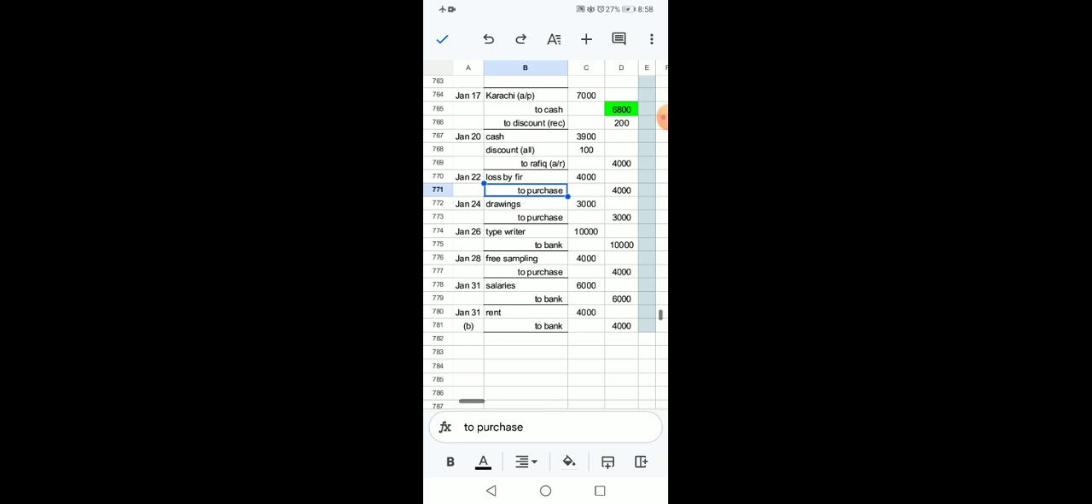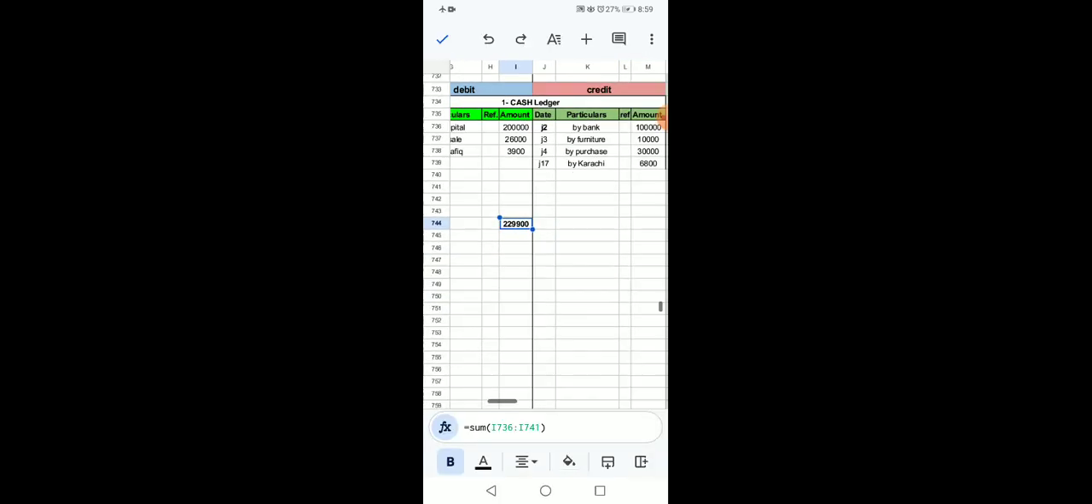We are focusing upon cash and we are searching for cash. January 24, cash is not present. January 26, no. January 28, no. January 31, no. And January 31 again, no. It means all entries related to cash have been posted over here. It's time to calculate the balance.